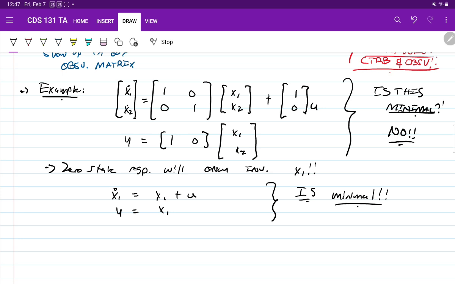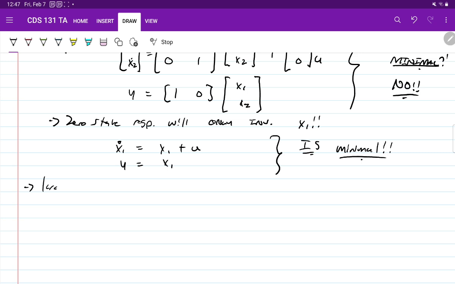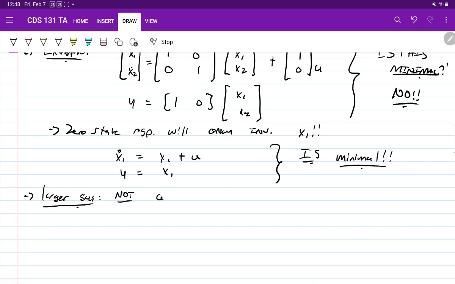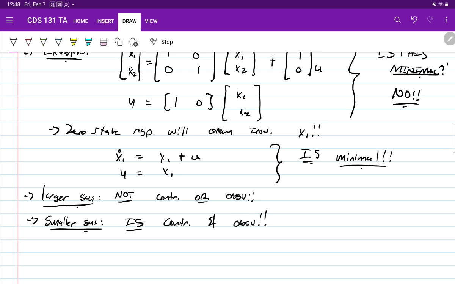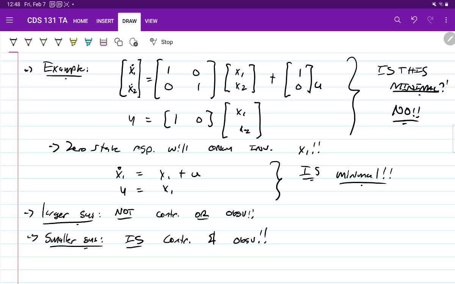Now there's some really interesting things going on here, right? So our larger system, you can kind of tell by inspection, this is not controllable or observable. Okay? Now our smaller system is controllable and observable. Okay? So in the scope of this Kalman decomposition that we just mentioned earlier, we can actually find this smaller system by picking out the controllable and observable component of our larger system. Okay? So it turns out this idea of minimality is really tied up in controllability and observability.